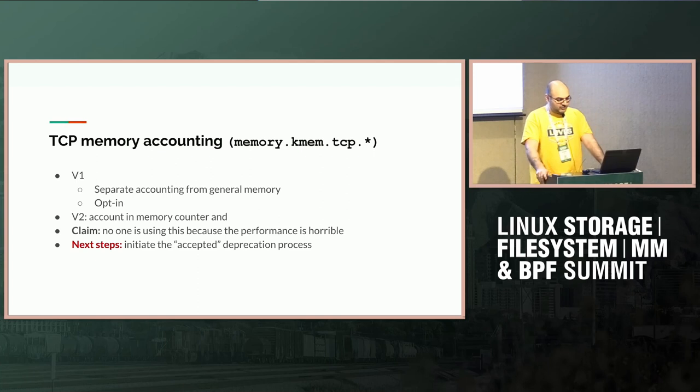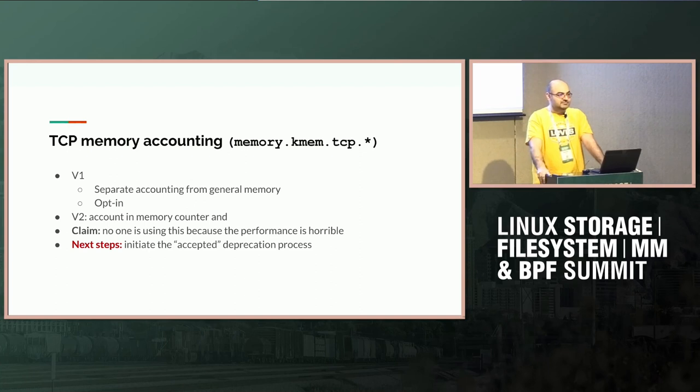So this is the one which I really want to throw away. This is the TCP memory of the V1. It's an opt-in and a very separate counter. In the V2, network memory is charged as regular memory. Now, my claim is no one is actually using it because the performance of V1 is horrible, and for the V2 we did a lot of work to make it performant. I don't think anyone is using it and not complaining. So here, I don't expect anyone to use it, and I think it should be easy to remove as well.